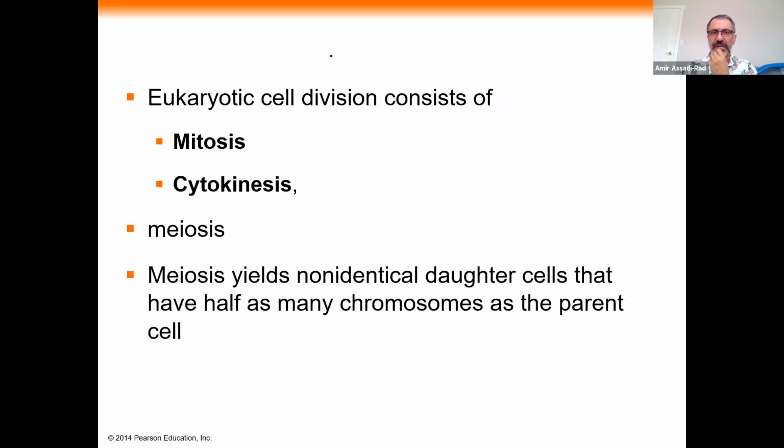Eukaryotic cell division consists of mitosis and cytokinesis. Mitosis is pretty much nuclear division. And then cytokinesis is the division of the cytoplasm.